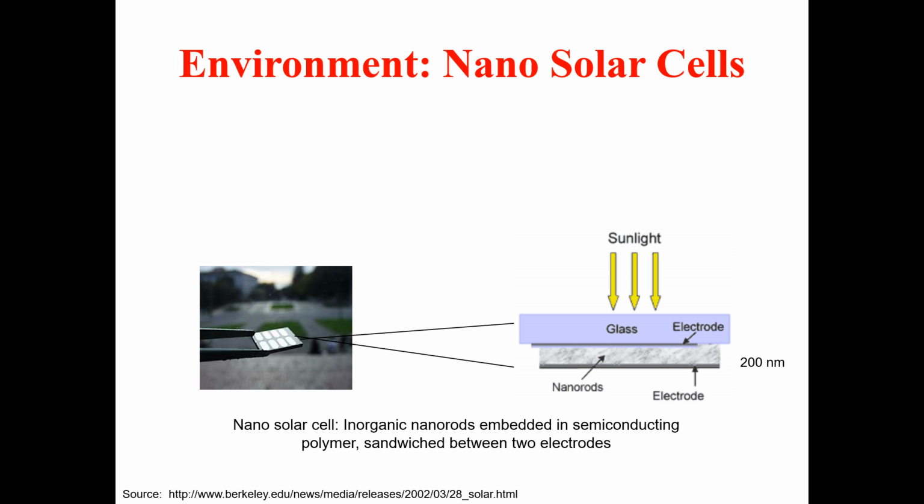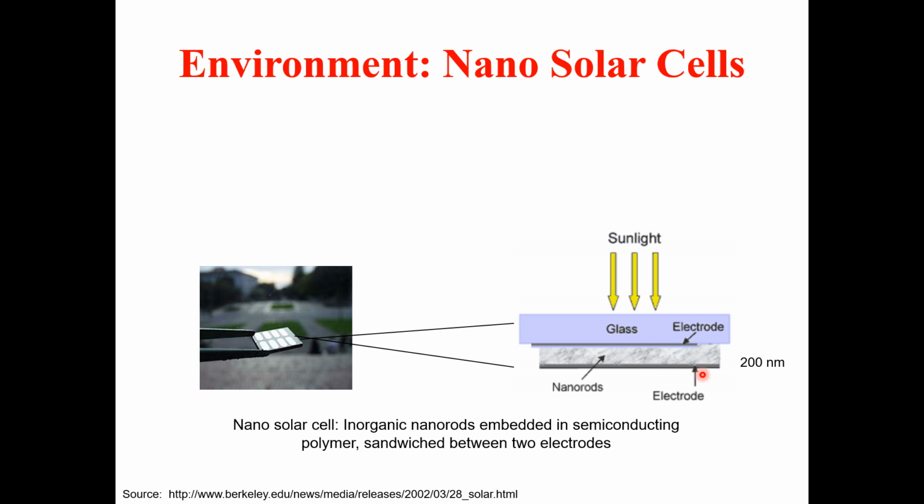And similarly, we have nano solar cells for the environment. So what is a nano solar cell? Here you can see an example of a nano solar cell. The solar cell is made from inorganic nanorods embedded in semiconductor polymers between two electrodes.